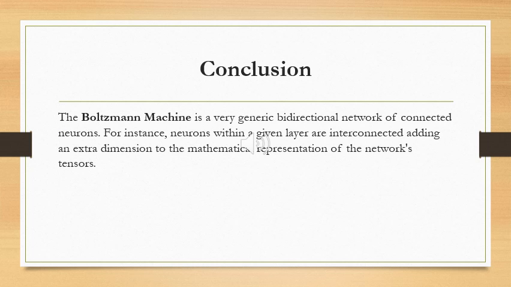As for the conclusion, the Boltzmann machine is a very generic bidirectional network of connected neurons. For instance, neurons within a given layer are interconnected, adding an extra dimension to the mathematical representation of the network. Thank you, everyone. Appreciate your listening. Thank you.